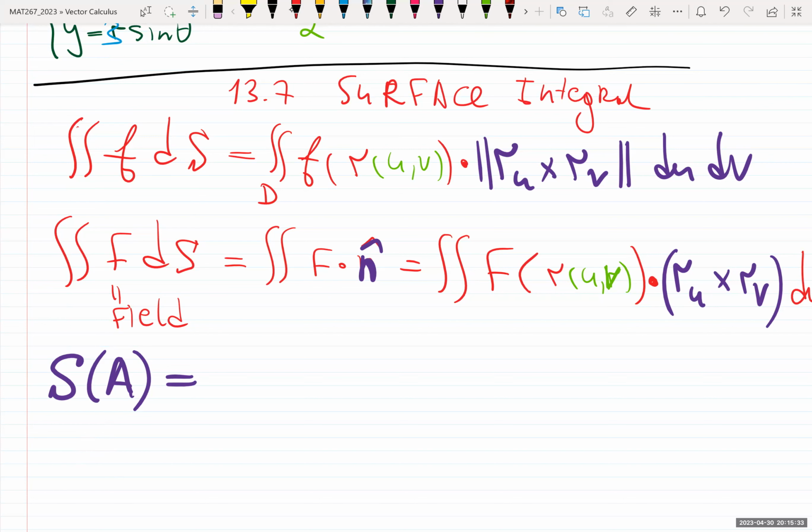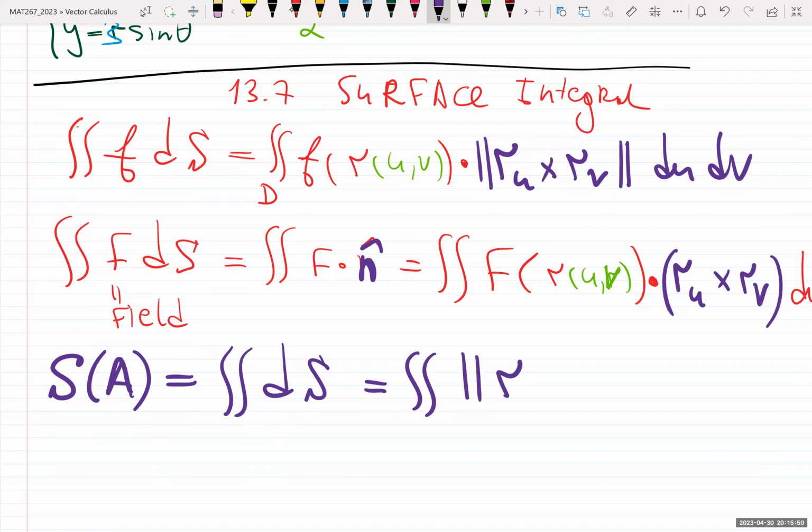So surface area was also a double integral ds, right? Is it correct? Check to make sure. And the thing that we had to figure out is R and find R_U, R_V, and then du dv. Check if that's correct.